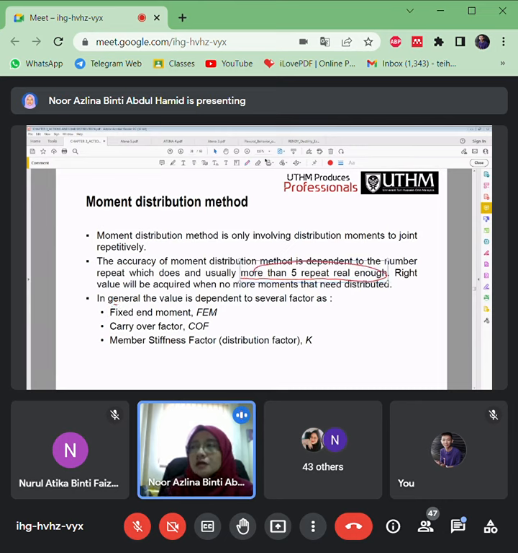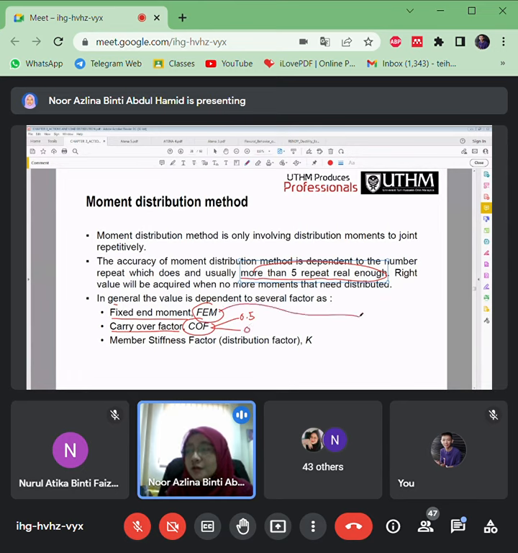Okay, lagi banyak repetitions, your value will be more precise, kan? So there are several factors or parameters that you need to know before you can use this moment distribution method, which is FEM. Kalau ingat lagi, what is FEM? Fixed end moment. Okay, and then carry over factor, COF here, how you carry over, how you distribute it. It can be half from the moment or might be just zero distributions.